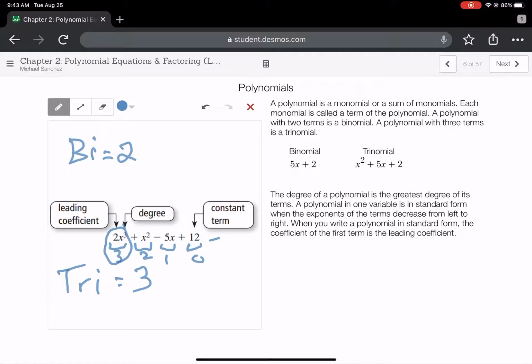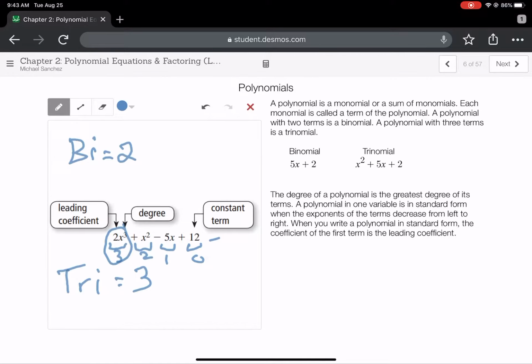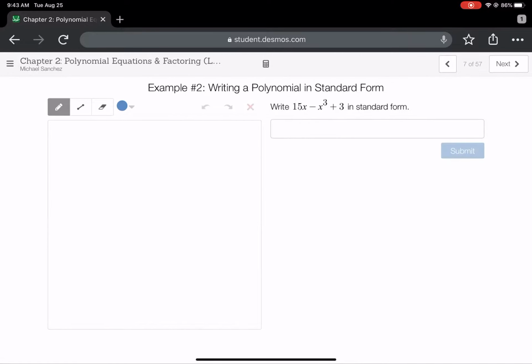Okay, so we're going to go ahead and go over an example of that in just a second. All right, so what we're going to do first is put this in standard form. In order to be able to answer some of the questions for polynomials, we need to write a polynomial in standard form. So what that means is we're going to write it in order of degree, greatest to lowest.